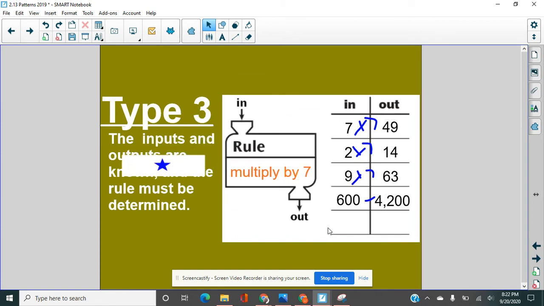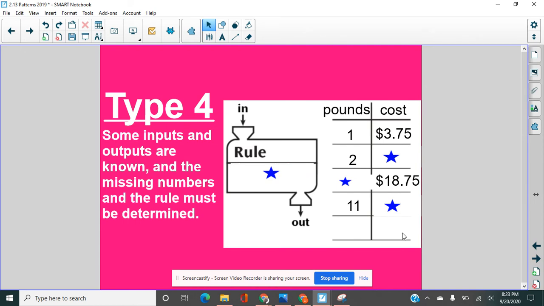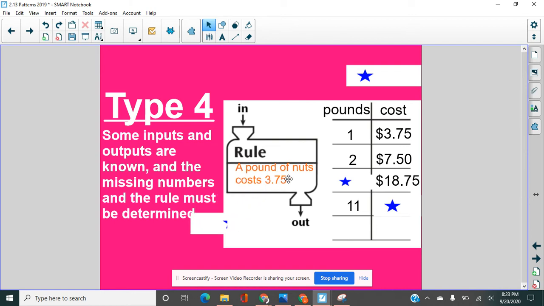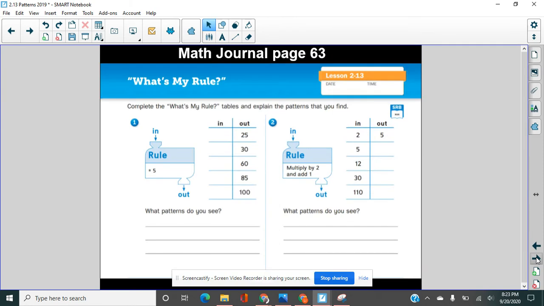And lastly, sometimes we have a mix here. We know some of these items, but not all of them. Wow, this one's a really hard one, right? If you look at 1 pound costs $3.75, so 2 pounds has to cost double that, $7.50. So what's happening here? We've written a little word problem here. So sometimes we have to figure out the other items. We have to figure out a little bit of the rule and a little bit of the in and out box. All right, there's our objective today.